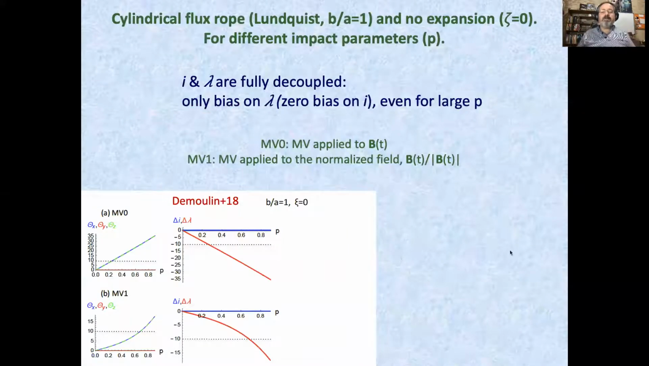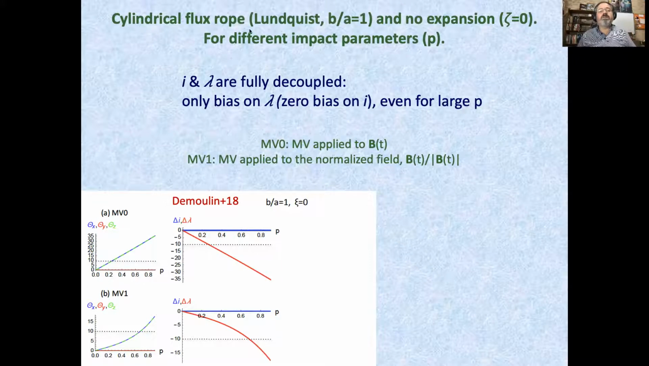So we use these angles, and we show some examples here of a method to obtain the orientation of the flux rope using synthetic magnetic clouds, synthetic flux ropes, Lundquist flux ropes. In particular, in that paper we played with different cross sections. B over A equal to 1 means a cylindrical cross section. We also permitted expansion and compression. Zeta is the parameter implying this expansion, which is positive, and negative is the compression. And 0, which is the case shown in this figure, means no expansion and no compression at all.